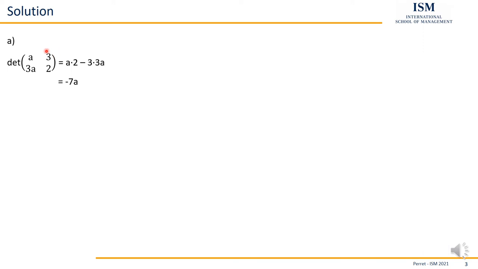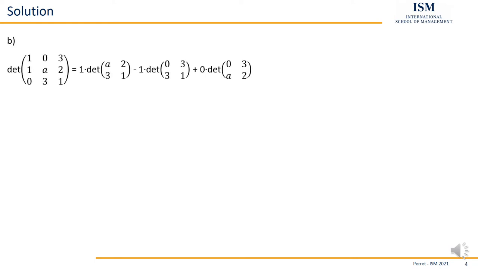However, once we have a larger matrix, so no longer 2 times 2, but 3 times 3, 4 times 4, whatever, then it becomes more problematic. If, as in part B, we have a 3 times 3 matrix, some of you might recall from school the so-called rule of Sarrus, which applies, but only for 3 times 3 matrices.